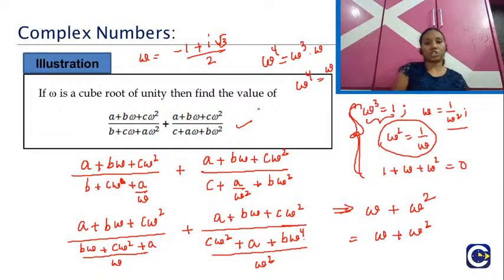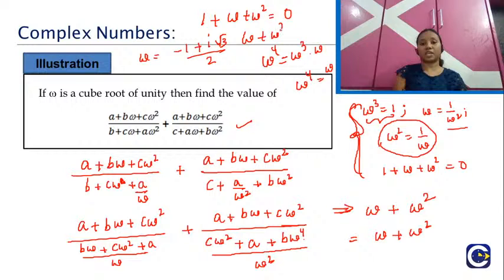And again, according to our property, we have 1 plus omega plus omega square is equal to 0. And in place of omega plus omega square, what can we write? So this 1 will be coming to the right hand side, which is minus 1. So hence my value here will be equal to minus 1. Right, so the value of this given expression is equal to minus 1.